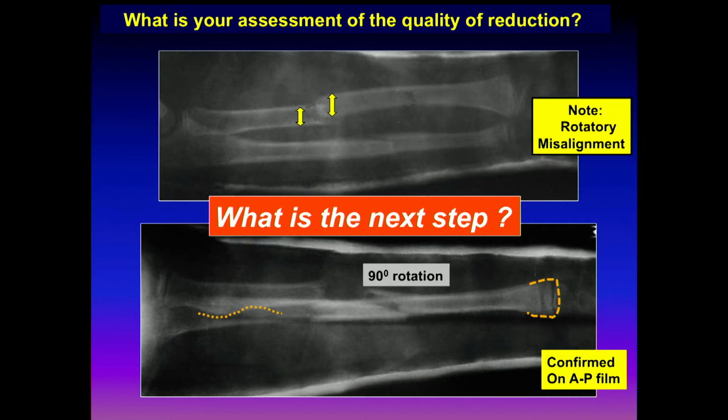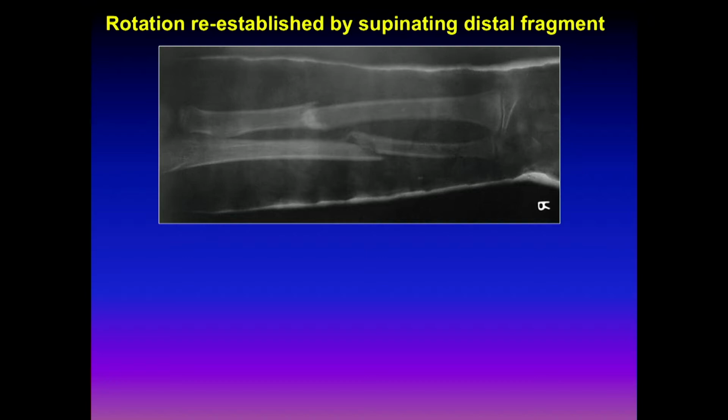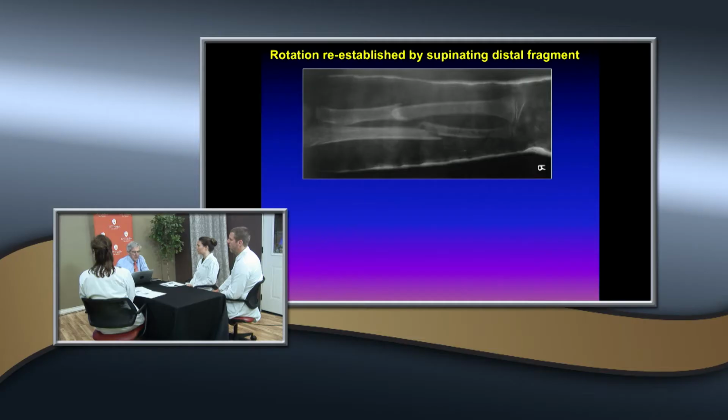So what's your next step? You have to re-reduce them? Yeah, and so mainly, what are you reducing? Just the rotation. So it comes back now. What's your assessment now? I would say that the rotation's been reestablished. That's right, and so the angular alignment is good.